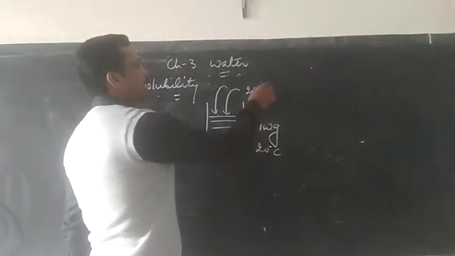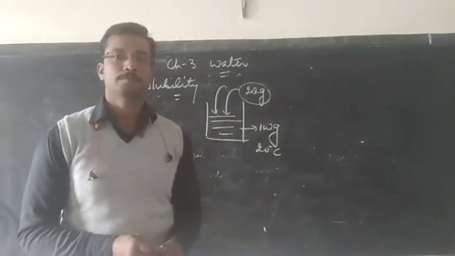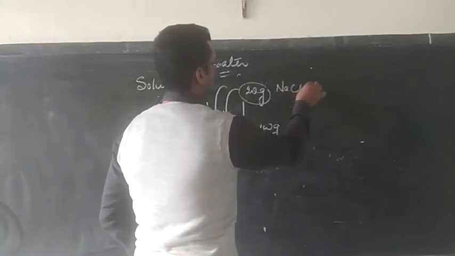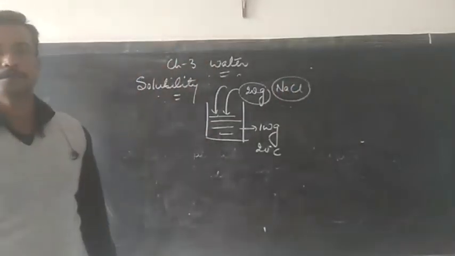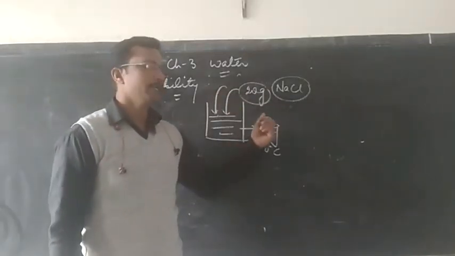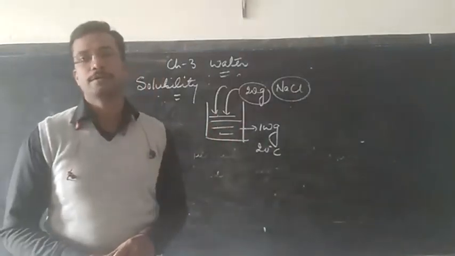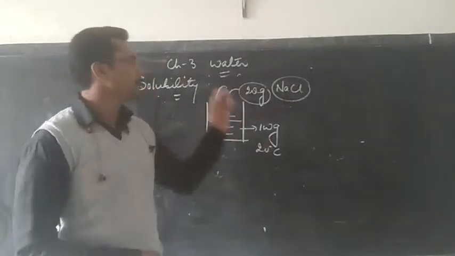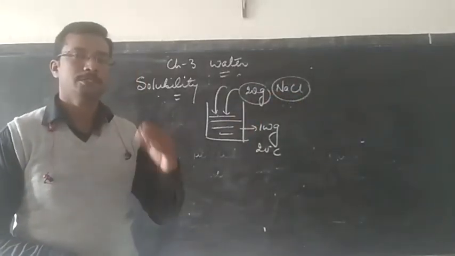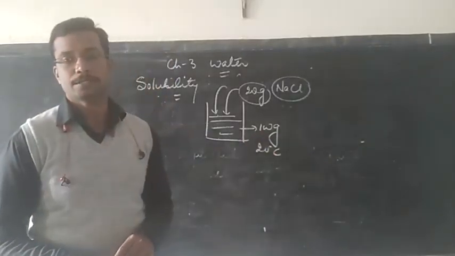So this 20 gram will be called the solubility of the salt. Say we have added sodium chloride, a common salt, and at the most we can dissolve only 20 gram in 100 gram of the solvent, and we got a saturated solution. So we can say that the solubility of sodium chloride is 20 gram, because it can saturate 100 gram of the solvent at 20 degrees Celsius.